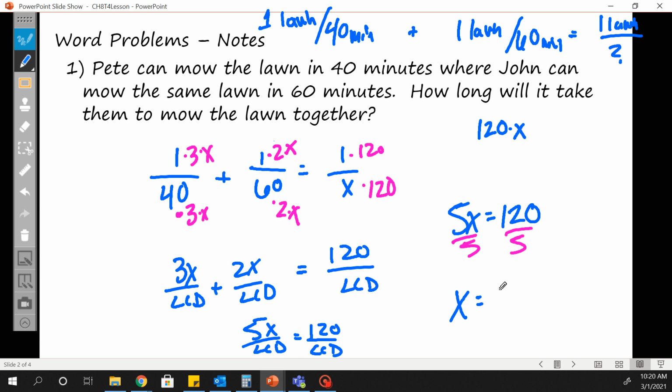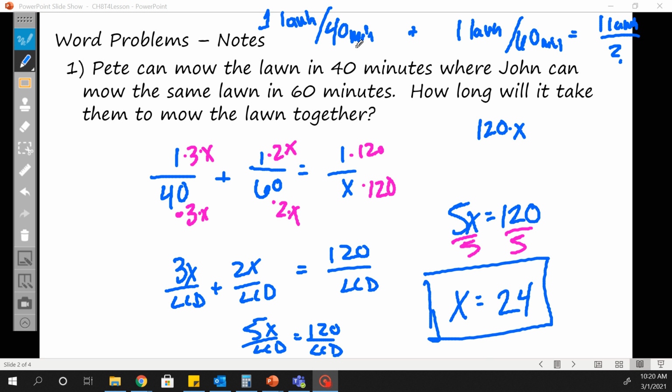And how long does it take them to mow a lawn together? 120 divided by 5, 24 minutes. 24 minutes to mow the lawn together. Not bad. Pretty good, actually.